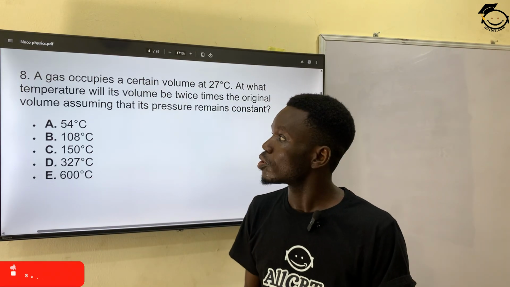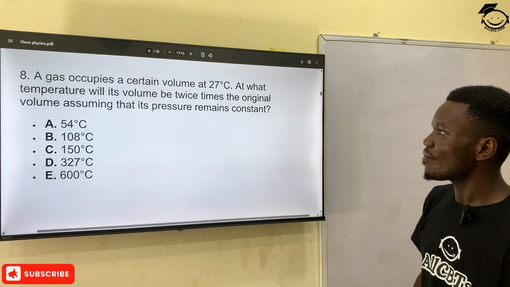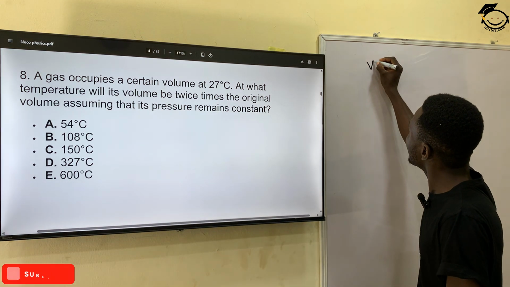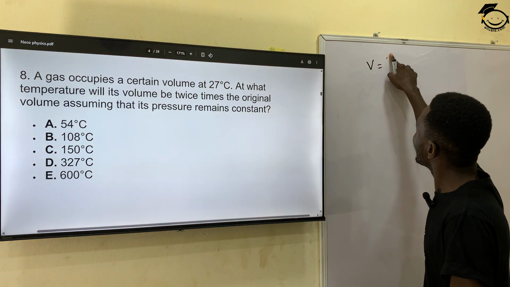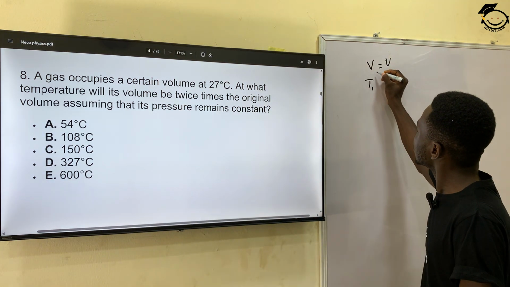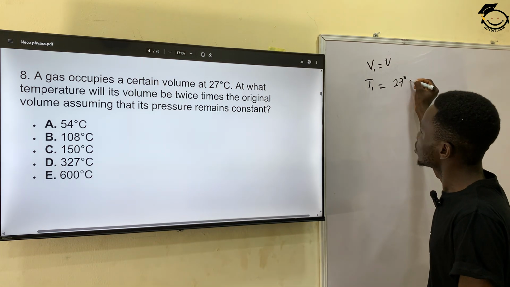Okay, moving on to question number 8, it says that a gas occupies a certain volume at 27 degrees Celsius. So we have a certain volume V at a temperature T1. Our first volume is V at a temperature of 27 degrees Celsius.